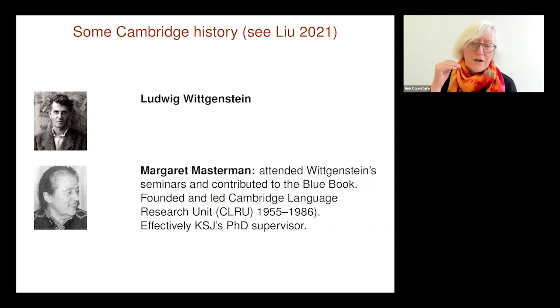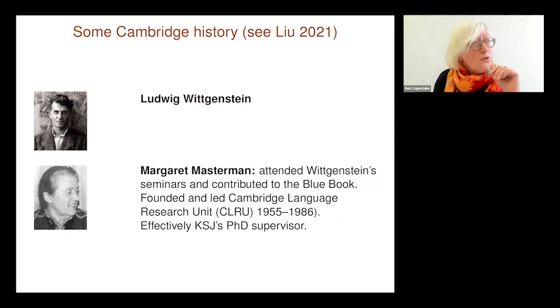But the connection that I want to mention is that Wittgenstein was in Cambridge and had students who went to his seminars. One of those students was an extraordinary woman called Margaret Masterman. She attended his seminars and contributed to the Blue Book, which were the notes on his seminars, some of which he did later draw on to write Philosophical Investigations, which is the later Wittgenstein book.